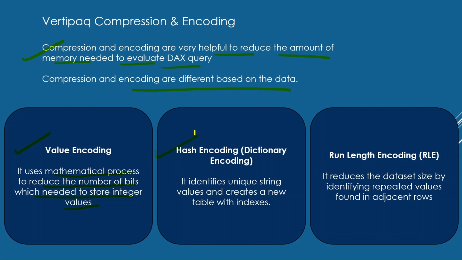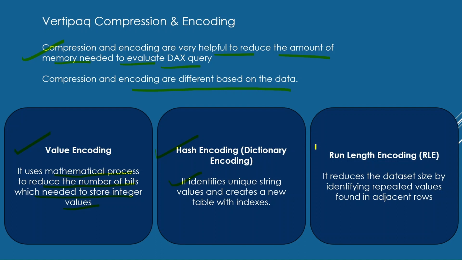Second is known as hash encoding. That is nothing but dictionary encoding. It identifies unique string values and creates a new table with indexes.